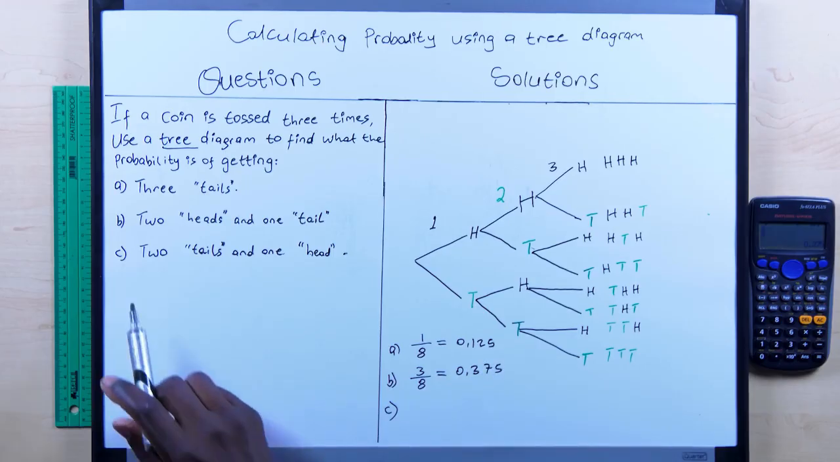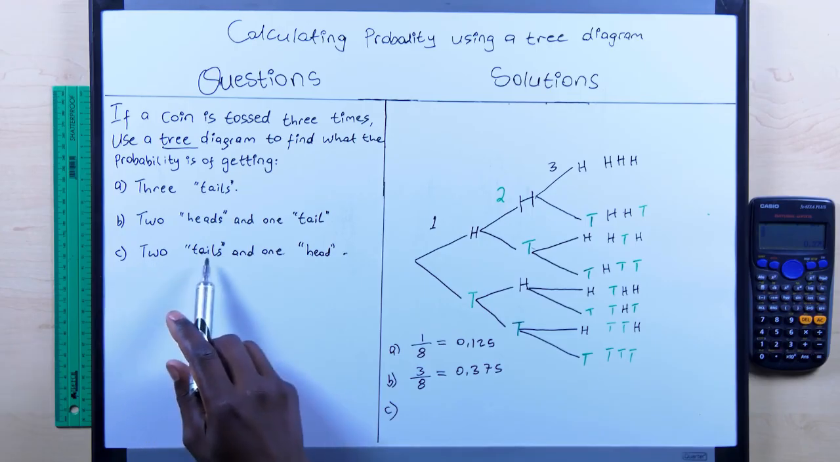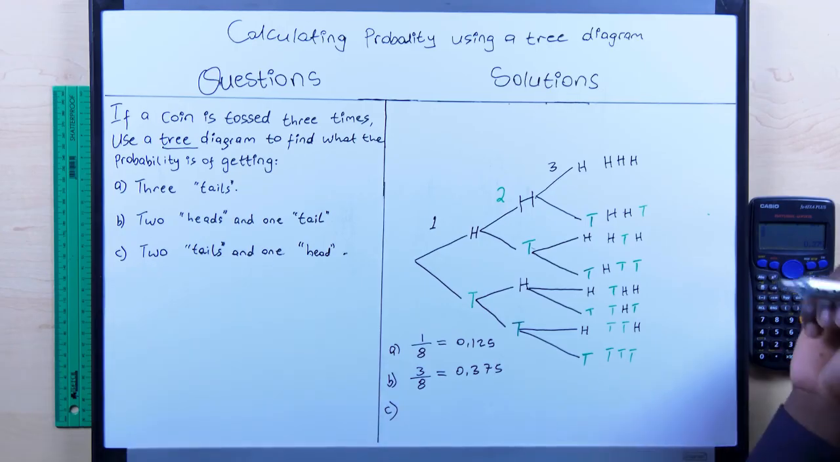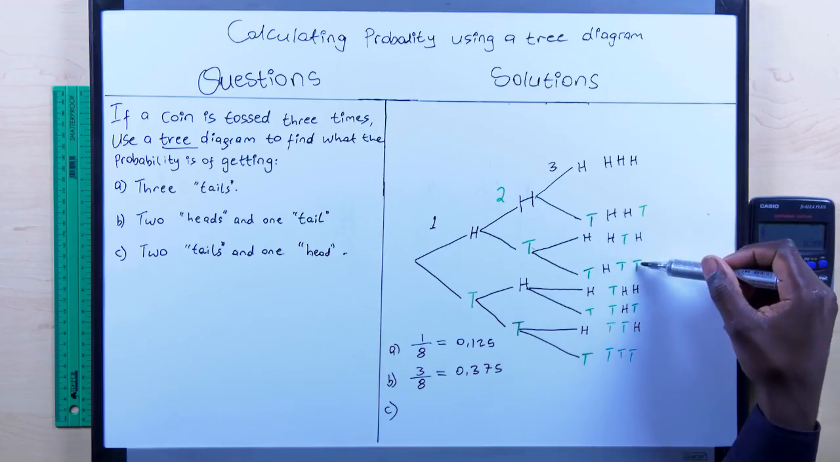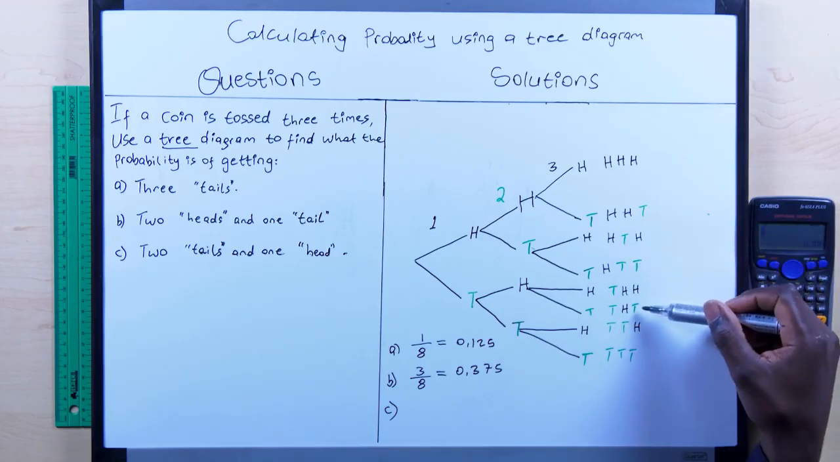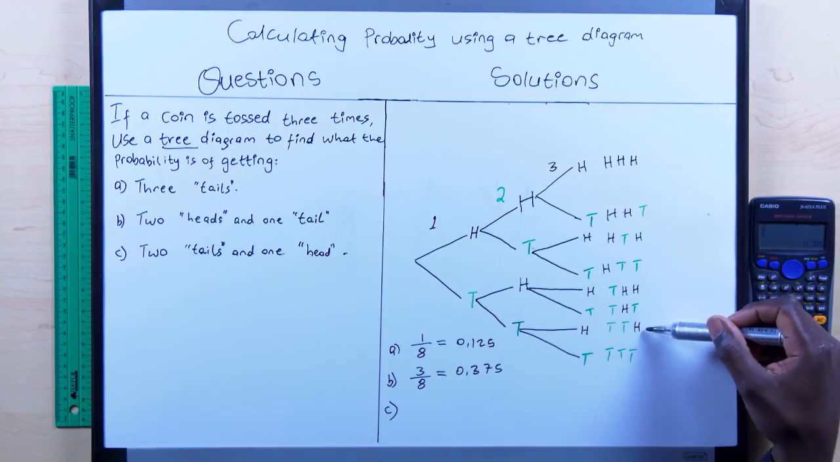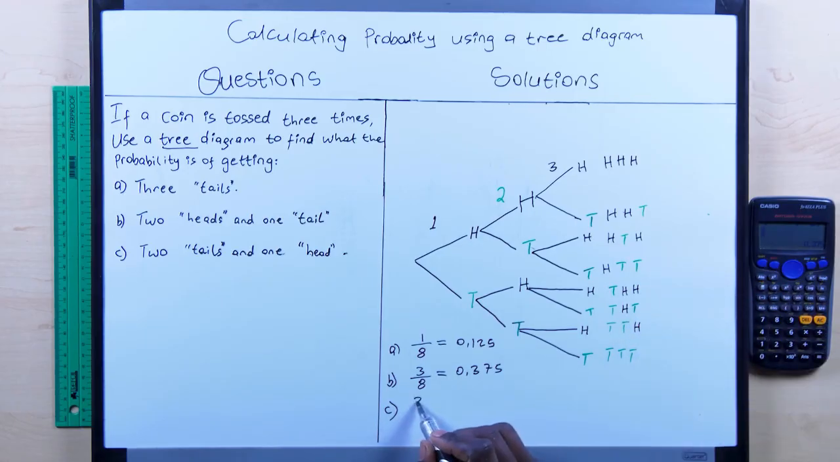And lastly, probability of getting 2 tails and 1 head. Now you're looking at 2 tails and 1 head. 2 tails, I see you here. 2 tails, I also see you here. And lastly here. So which then makes also 3 over 8, which is equal to 0.375.